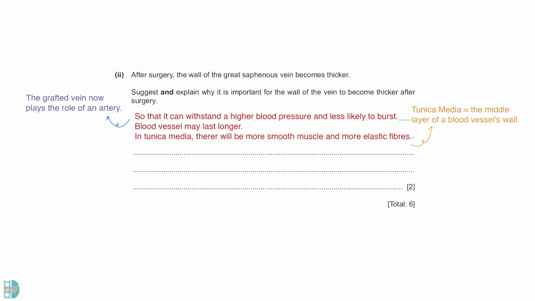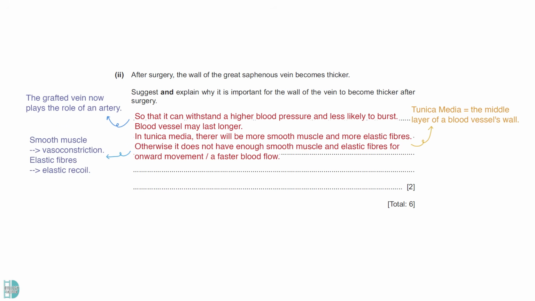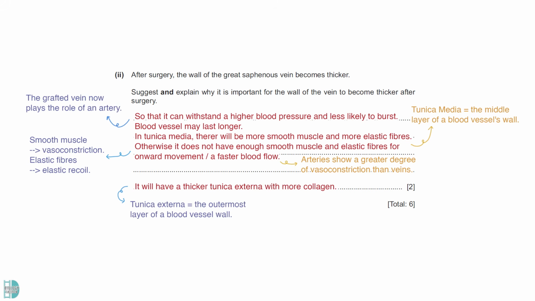There will be more smooth muscle and elastic fibers in the tunica media. The tunica media is the middle layer of a blood vessel's wall. Smooth muscle and elastic fiber can lead to vasoconstriction and elastic recoil. This contributes to faster blood flow. The changes are necessary because arteries show a greater degree of vasoconstriction than veins. There will also be more collagen in the tunica externa. It is the outermost layer of the blood vessel wall.